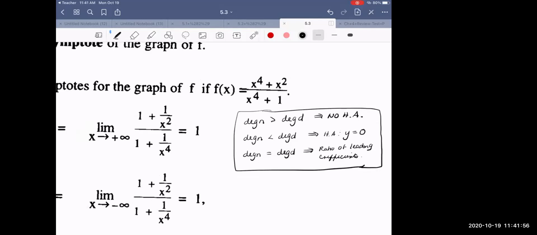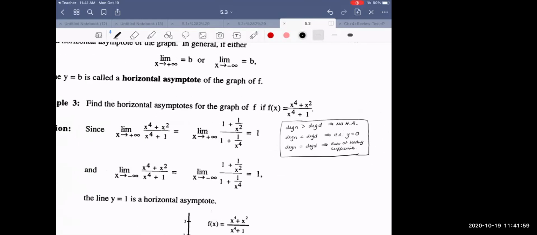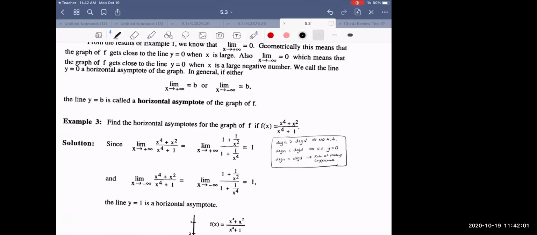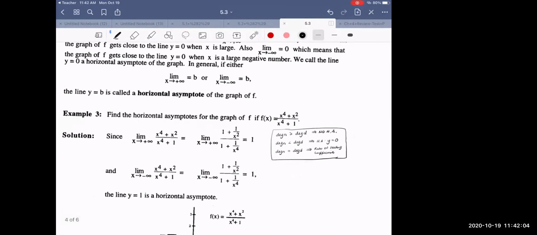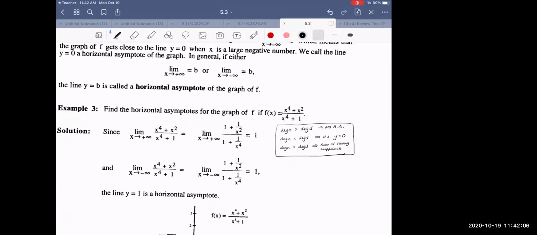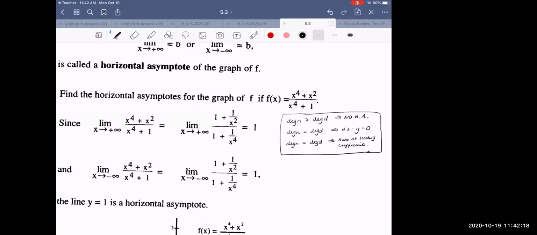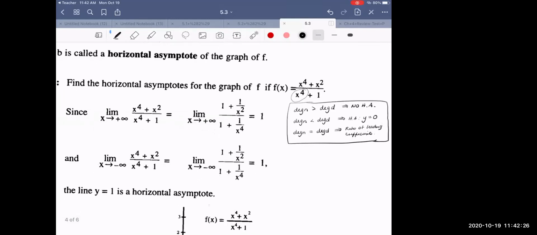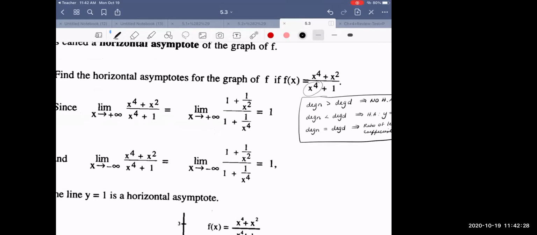So let's see, what function do they have here? Oh, they have this one. So here they wanted you to find the horizontal asymptotes for this function, x to the 4th plus x squared divided by x to the 4th plus 1. So far he's making these pretty simple examples here because we take the highest degree of the denominator and we divide up and down both sides by it, right? Every term. And what we get is 1 plus x squared over 1 plus x to the 4th.